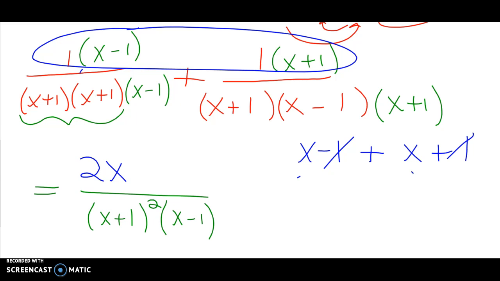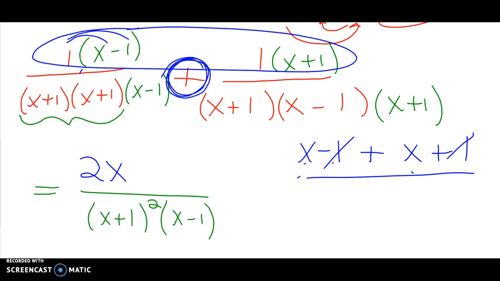So this is just the numerators. So I got the common denominators the same, and then I'm adding across. Technically you would distribute here, but it's just a 1, right? So 1 times x is x, minus 1 plus x plus 1. So this is what the numerators come out to.